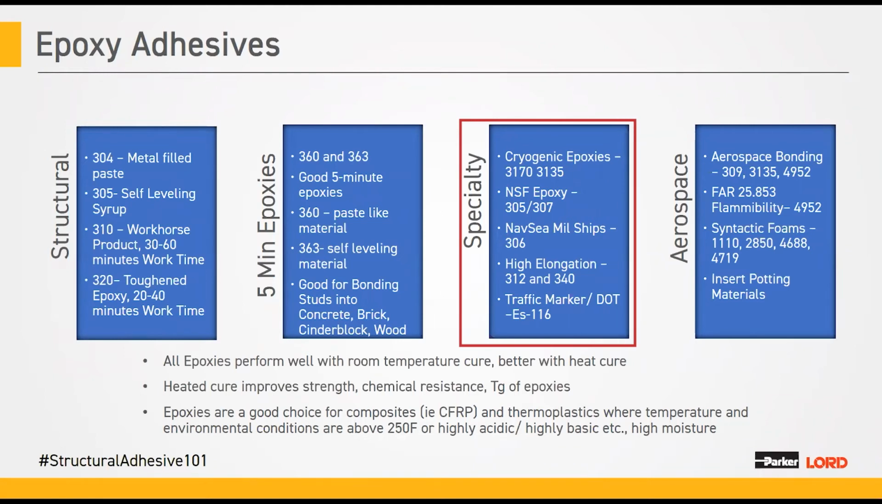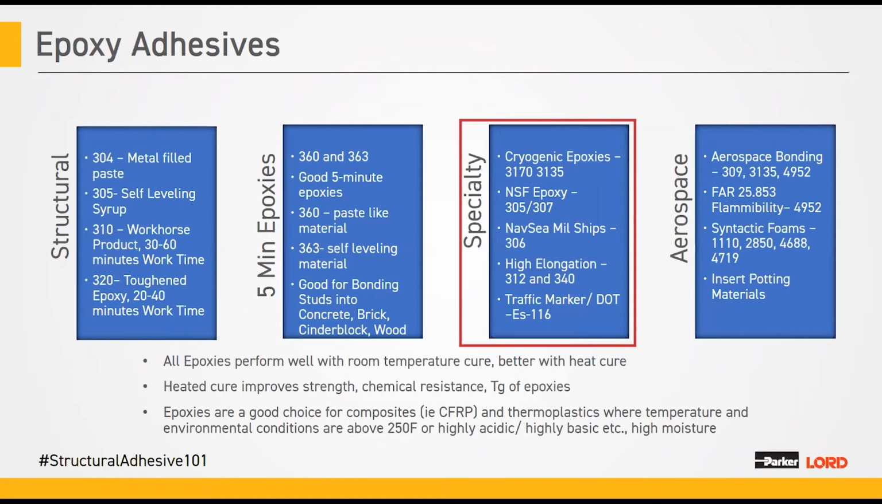The two next categories are more specialty products. With the specialty products specifically, we have some cryogenic epoxies designed to operate at very low temperatures, minus 100 Celsius, minus 200 Celsius temperature range. That's the 3170 and 3135. We have a NSF certified epoxy, that's National Sanitary Foundation, where it would come in direct contact with potable water. That's the 305/307. A NAVC mil-spec product with the 306.